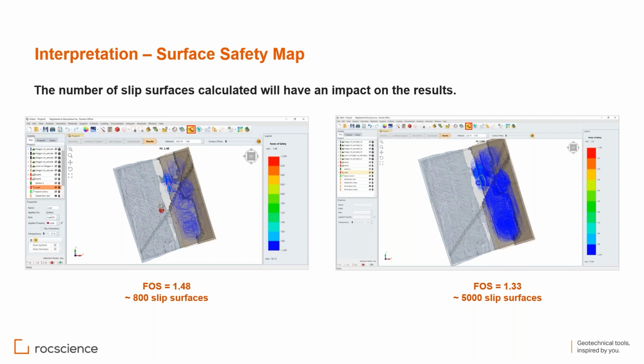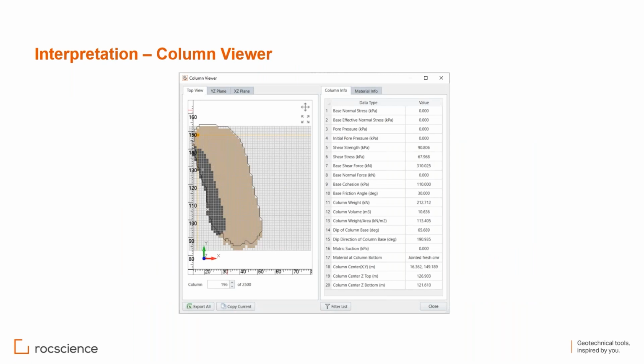And this is the difference between how many slip surfaces we use. I typically use the default of the software, but if you want to focus more on a specific region, you can define a focus search for that region, or increase the number of surfaces for the search.